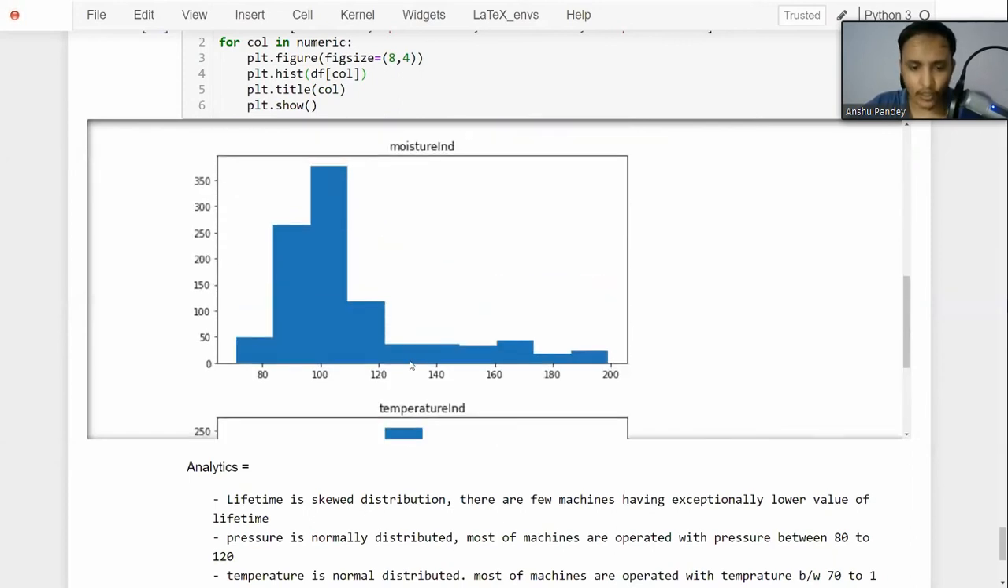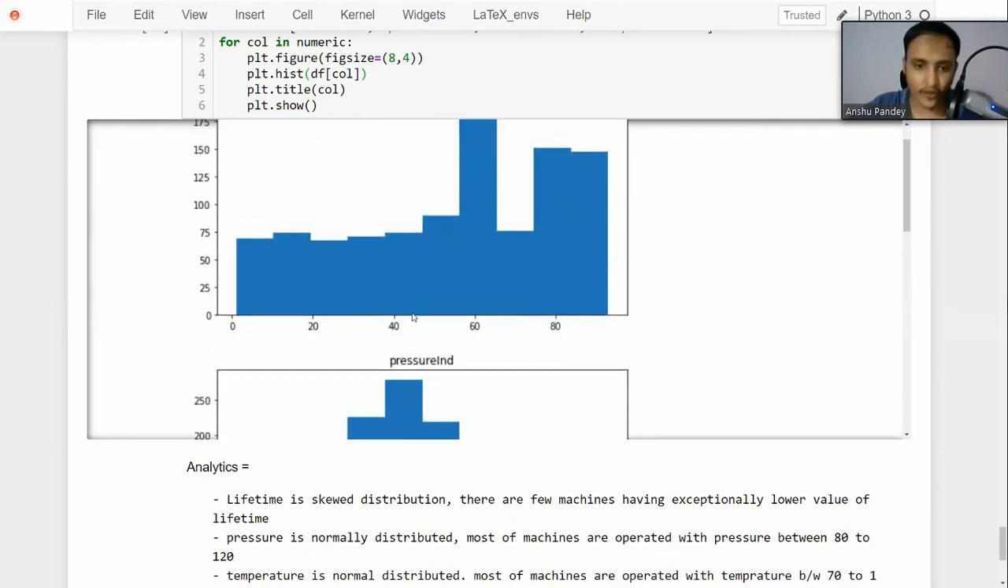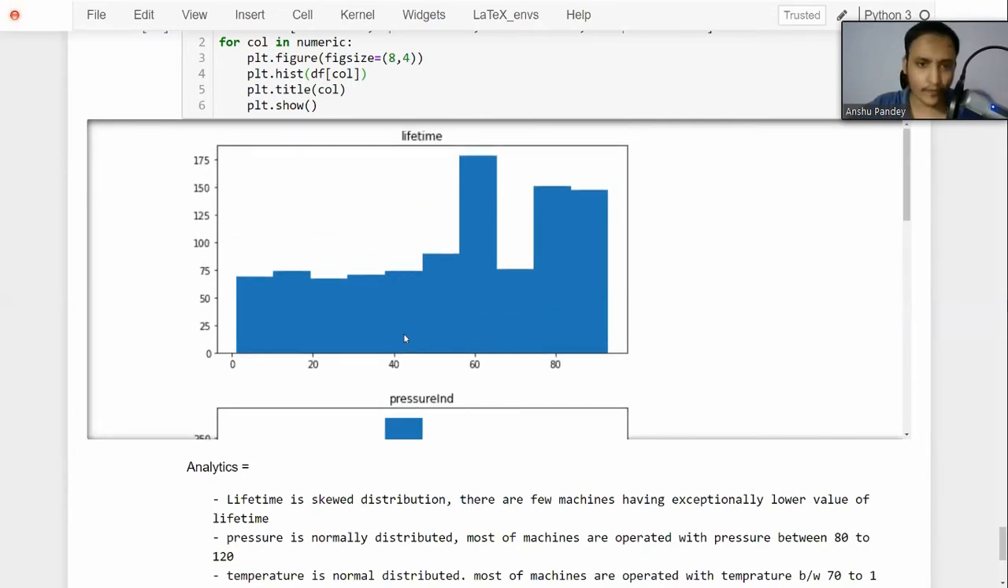Whereas here you can say alongside the median, which is the central value, let's say 130, it is not symmetric, so it is a skewed distribution, right? Moisture is symmetric alongside the central value, so it is a normal distribution. Here it is not symmetric on both sides of the central value, so it is skewed.